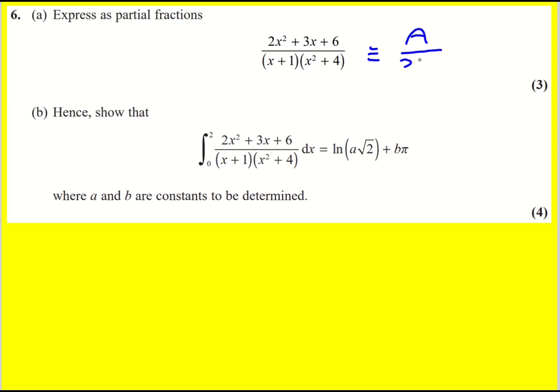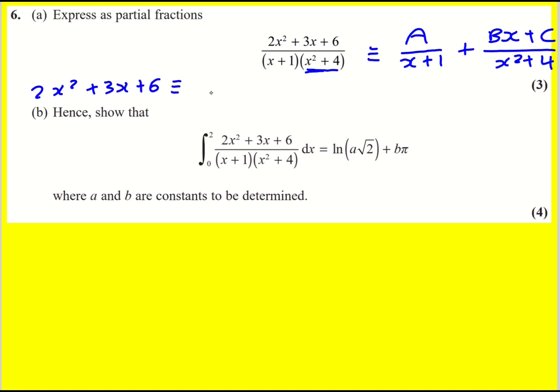We're going to get A over x plus 1. And this is one of those ones where you can't factorize it using real numbers. So we go with Bx plus C as our numerator, and all over x squared plus 4. Let's multiply through by the denominator. So then we will get 2x squared plus 3x plus 6 is identical to A times x squared plus 4 plus Bx plus C times x plus 1.